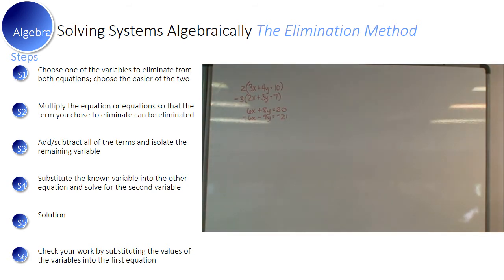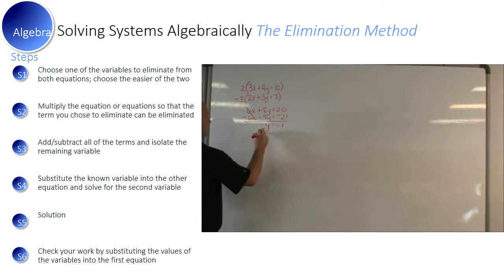At this point, you can see that we've got opposite coefficients for our x variables. We have a 6x and we have a negative 6x. We can then go ahead and eliminate that variable. So the 6x and the negative 6x cancel out, and we're left with 8y minus 9y, which is negative y. That's going to be equal to 20 minus 21, which is negative 1. You now have to isolate your y variable. To isolate y, since it's being multiplied by a negative 1, we can divide by a negative 1. That's going to leave us with y equals 1.